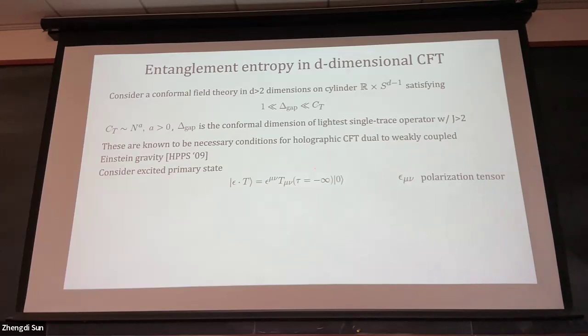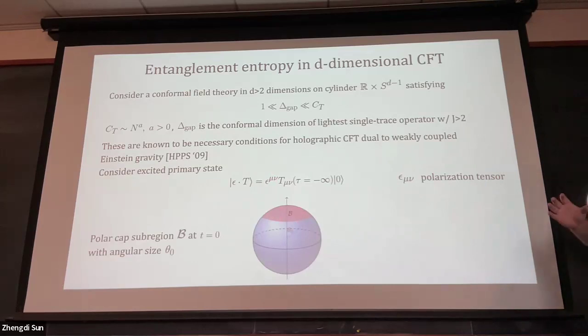Now I'm going to consider an excited primary state. So take the stress tensor, which is the boundary dual of the graviton in the bulk, and act it on the bottom of the cylinder. And epsilon here is just some polarization tensor. And the subregion I'm going to consider is some polar cap at the t equals 0 slice. So I have a sphere at t equals 0, and I take some polar cap subregion with some angular size theta naught.